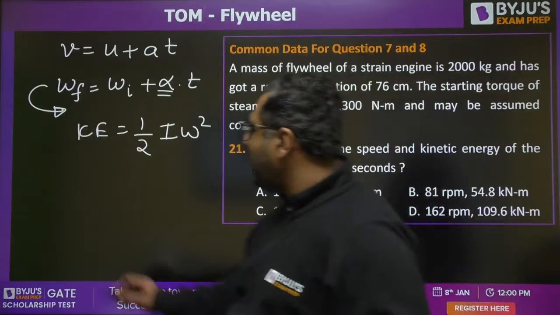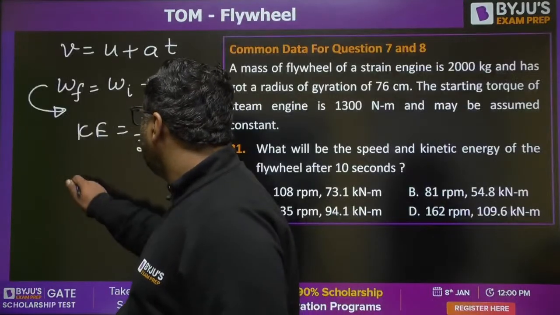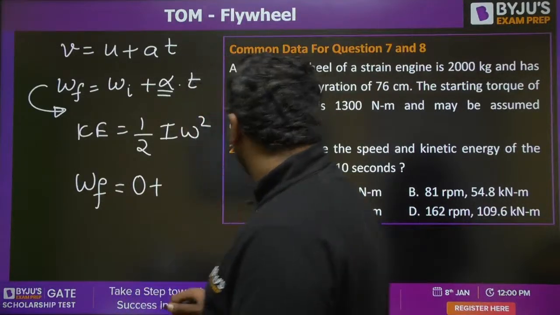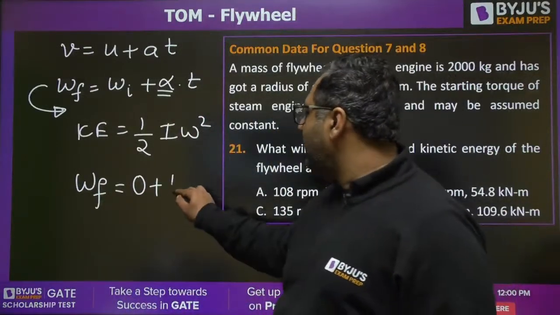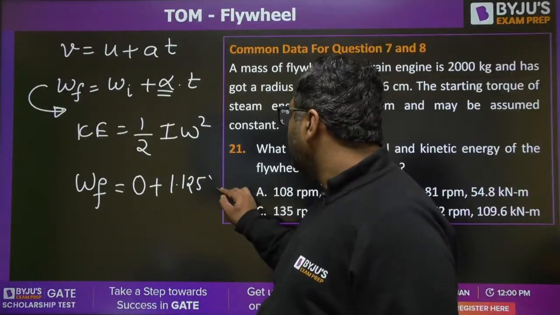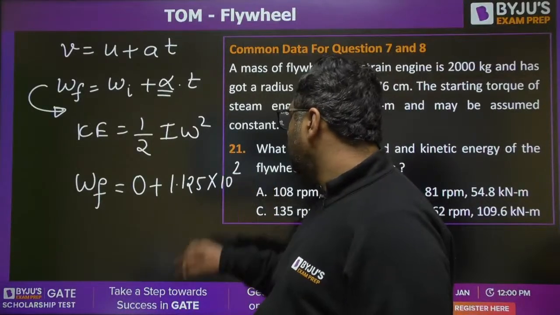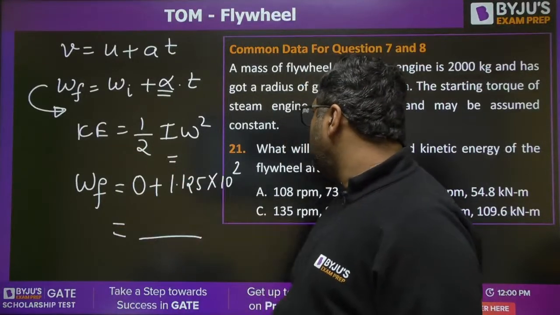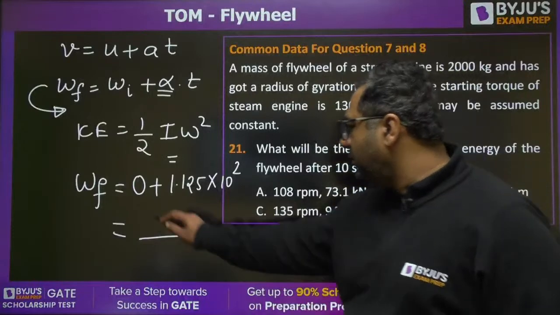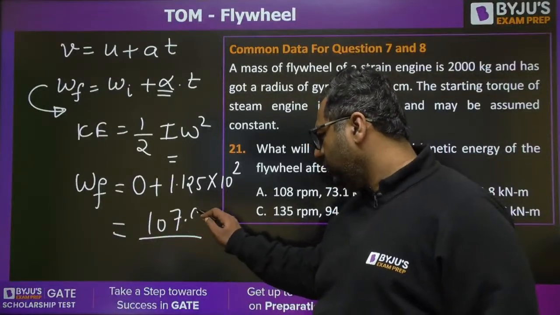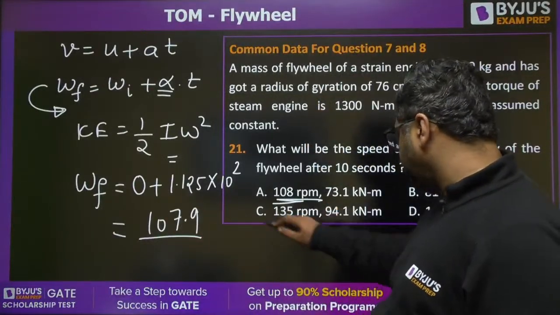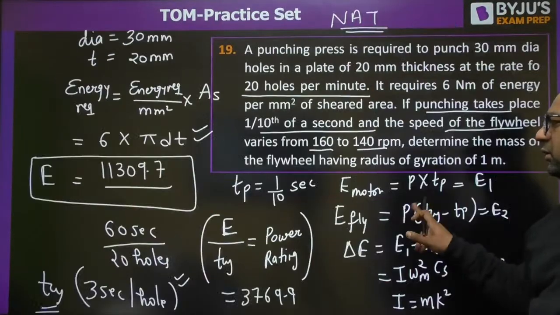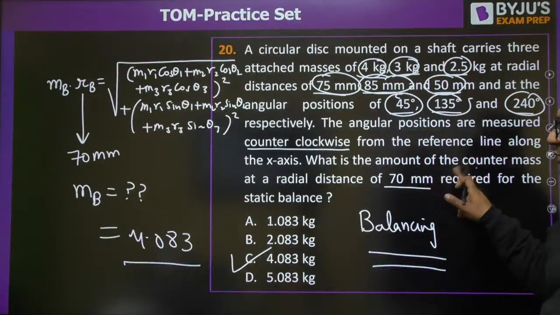So when you are going to find out this omega, omega initial is 0. Then angular acceleration was 1.125, and time is 10. So you would get the value of omega final. That will give you the kinetic energy. Once you get this, you will get 107.9. So this is the only option. A is correct. You need not find out the kinetic energy.